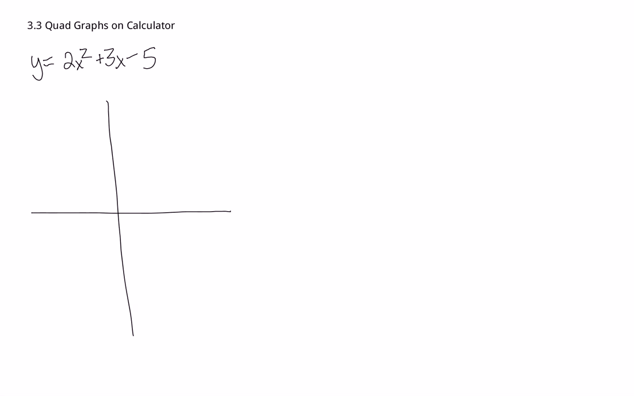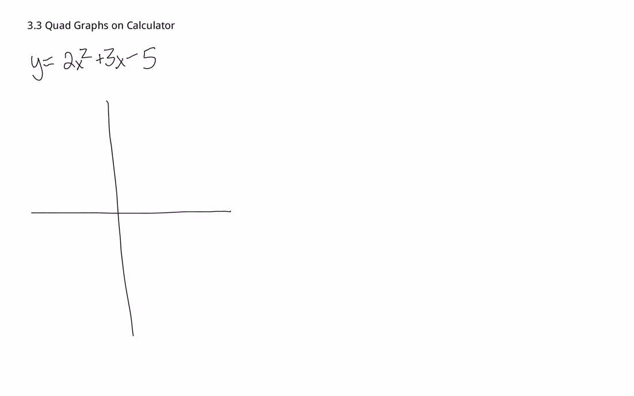Okay, today we're going to look at how to do quadratic graphs on your calculator. So we'll start with an example and we'll go through each of the parts. So the first thing on your calculator, you want to type in y equals 2x squared plus 3x minus 5. So go to your y equals button, type all that in, hit graph, and your graph should show up.